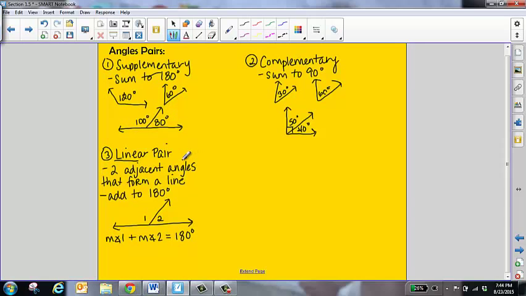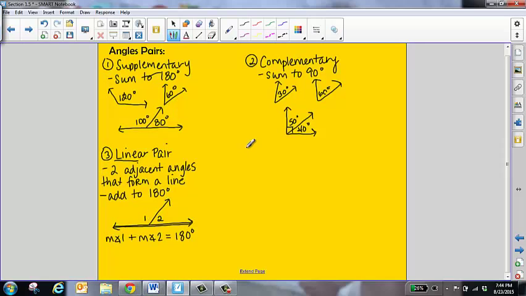Now, the difference between a linear pair and supplementary angles is a linear pair has to form a line. It absolutely has to form that line. Whereas supplementary angles just have to add to 180 degrees, but they don't necessarily have to be connected. They can be, but they don't have to be. A linear pair, the two angles have to be connected, forming a straight line.